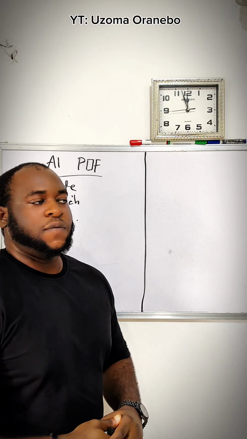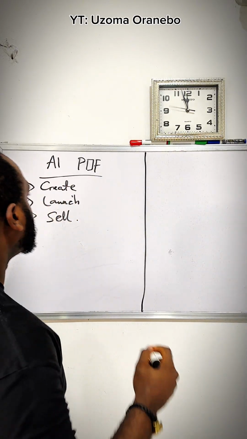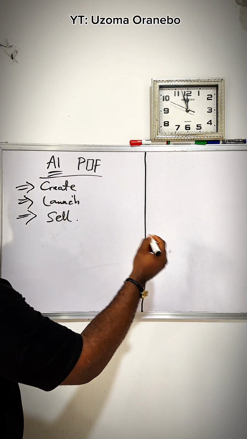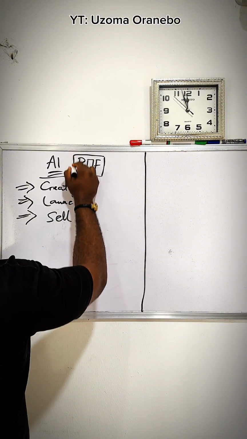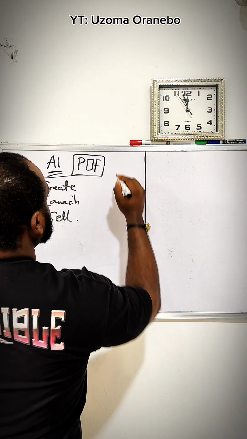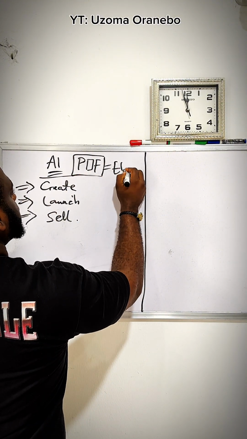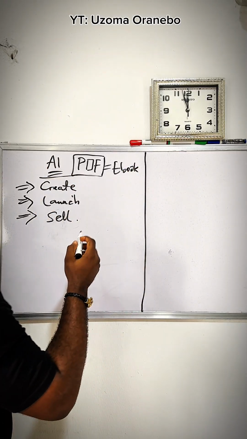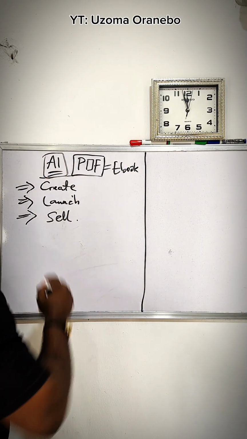Now, what is AI PDF? AI PDF is simply using AI to create PDFs. PDFs are document formats, maybe in the form of ebooks. AI is very, very intelligent right now.